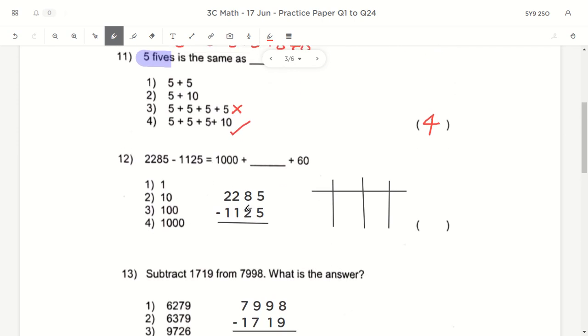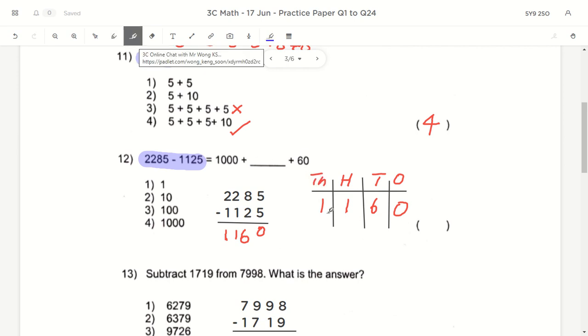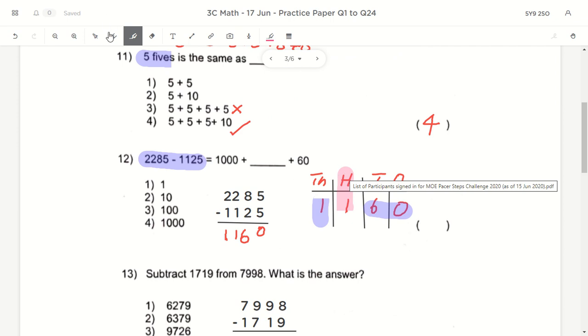Okay, again, some of you don't do a working, don't show your place value chart, that's why you get it wrong. First, you have to find what is this, 2,285 minus 1,125. So to work it out, this is 0, this is 6, this is 1, this is 1. So what you have here is 1,160. Okay, let's put a 0 again. This one place value is 10. This is 100. This is 1,000. So you have 1,000 which is here already. You have 60 which is here already. So what are you missing? You are just missing this, which is basically 100. So the answer is 3.